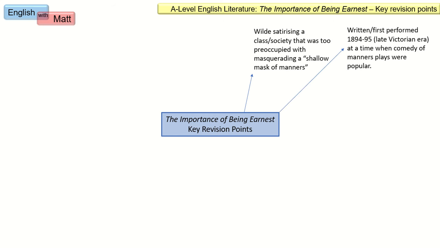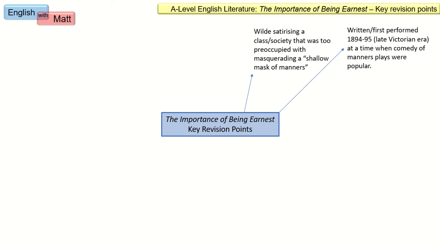The play was written in 1894 and first performed around 1895, and we call that the late Victorian era because Victoria was coming to the end of her reign. She actually died in 1901. So late is another word here meaning towards the end of. And the play is also a dramatic comedy and an example of a comedy of manners play.